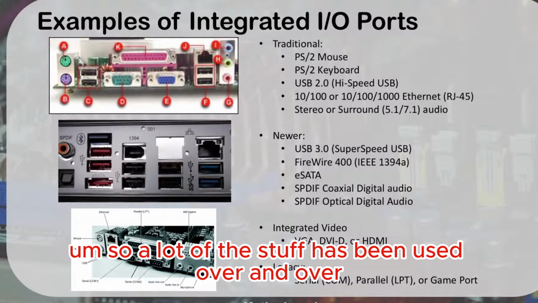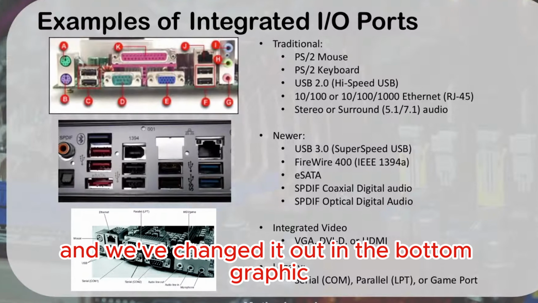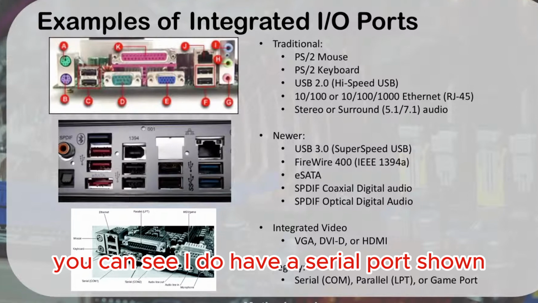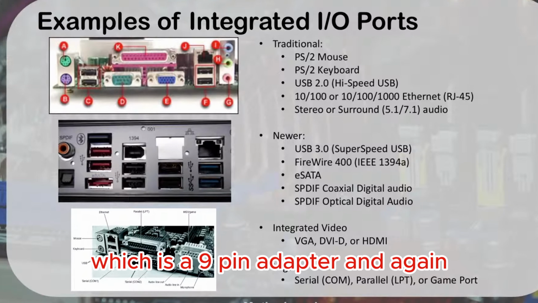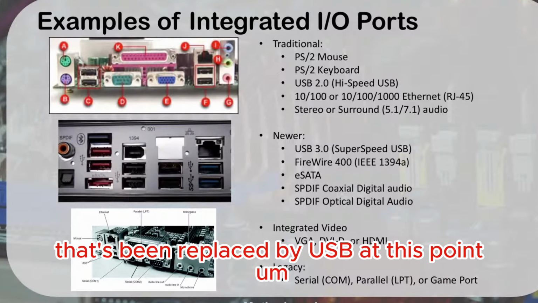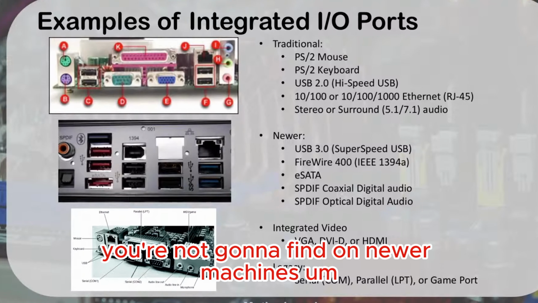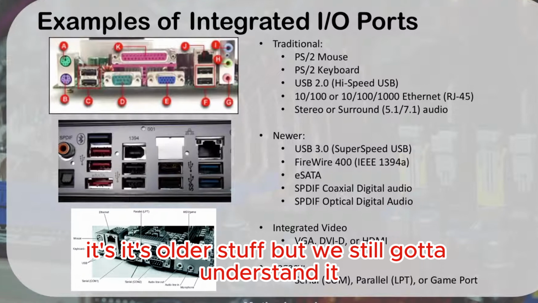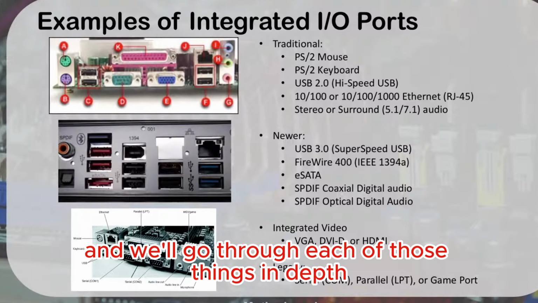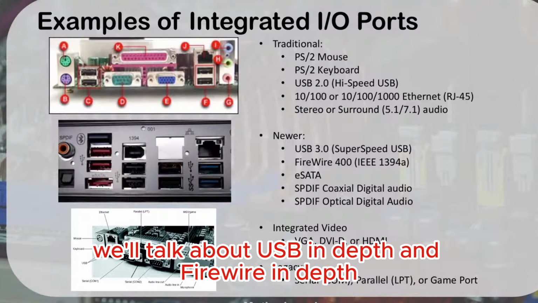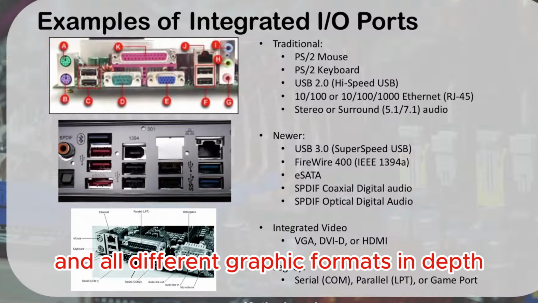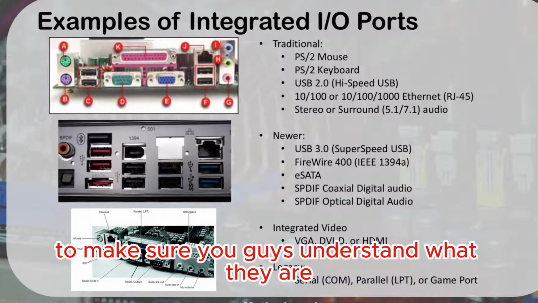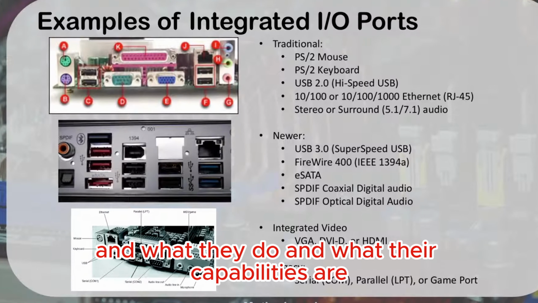So a lot of this stuff has been used over and over, and we've changed it out. In the bottom graphic, you can see I do have a serial port shown, which is a 9-pin adapter. And again, that's been replaced by USB at this point. So most of that stuff you're not going to find on newer machines. It's older stuff, but we still have to understand it. And we'll go through each of those things in depth. We'll talk about USB in depth and FireWire in depth and all different graphic formats in depth to make sure you guys understand what they are and what they do and what their capabilities are.